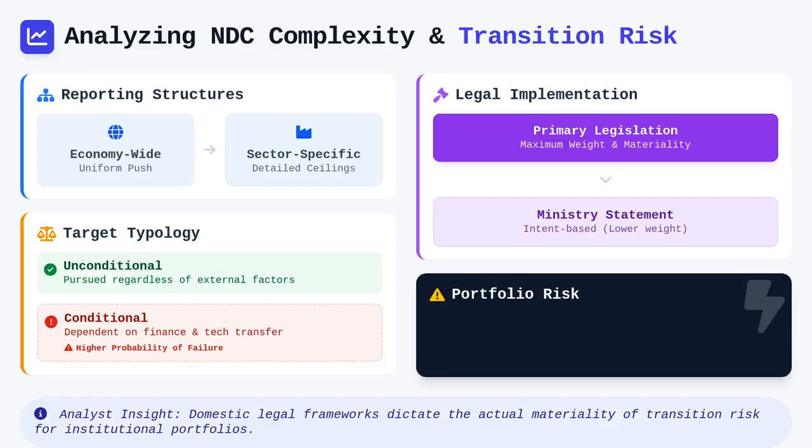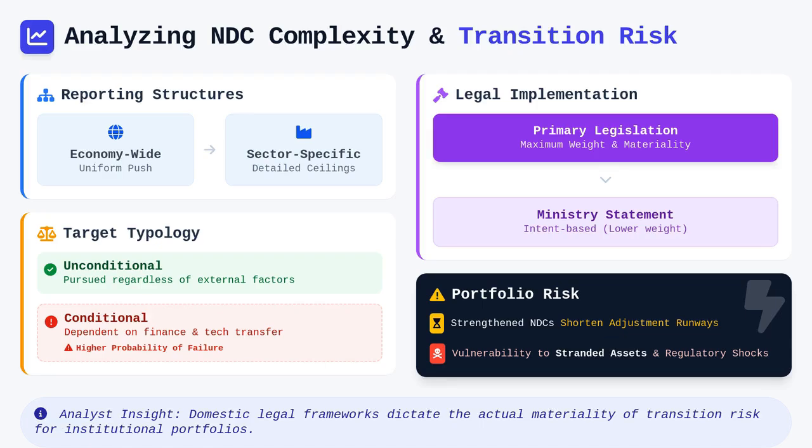When a nation strengthens its NDC, it effectively shortens the runway for industries dependent on carbon-intensive processes to adjust their business models. Failing to account for these policy shifts leaves a portfolio vulnerable to sudden stranding of assets or regulatory shocks.